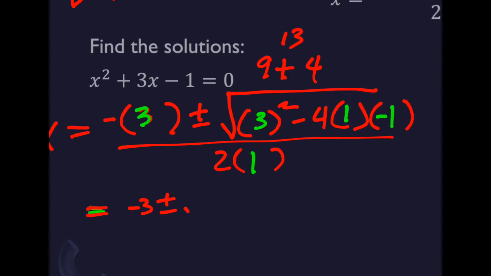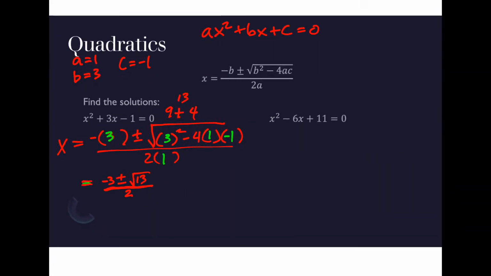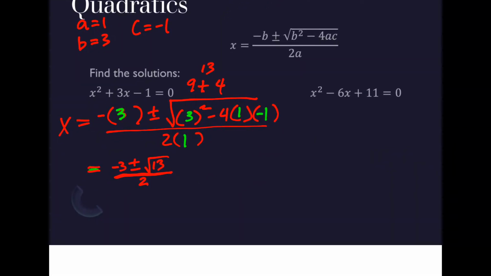So I have plus and minus square root of 13. 13 is not square rootable. And in fact, that's its simplest form right there. And this is all over 2. Now, if 13 was square rootable, I could maybe simplify this down a bit. But it's not. And I can't really add these without turning that square root of 13 into an approximation, right?